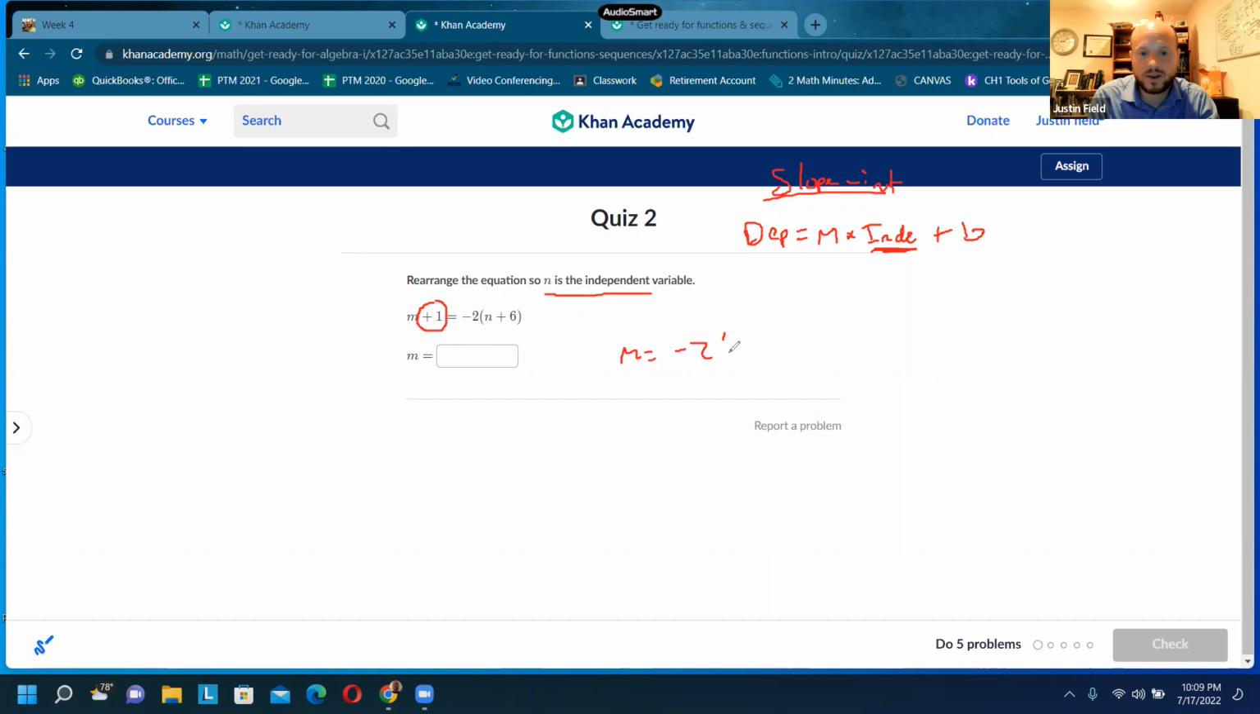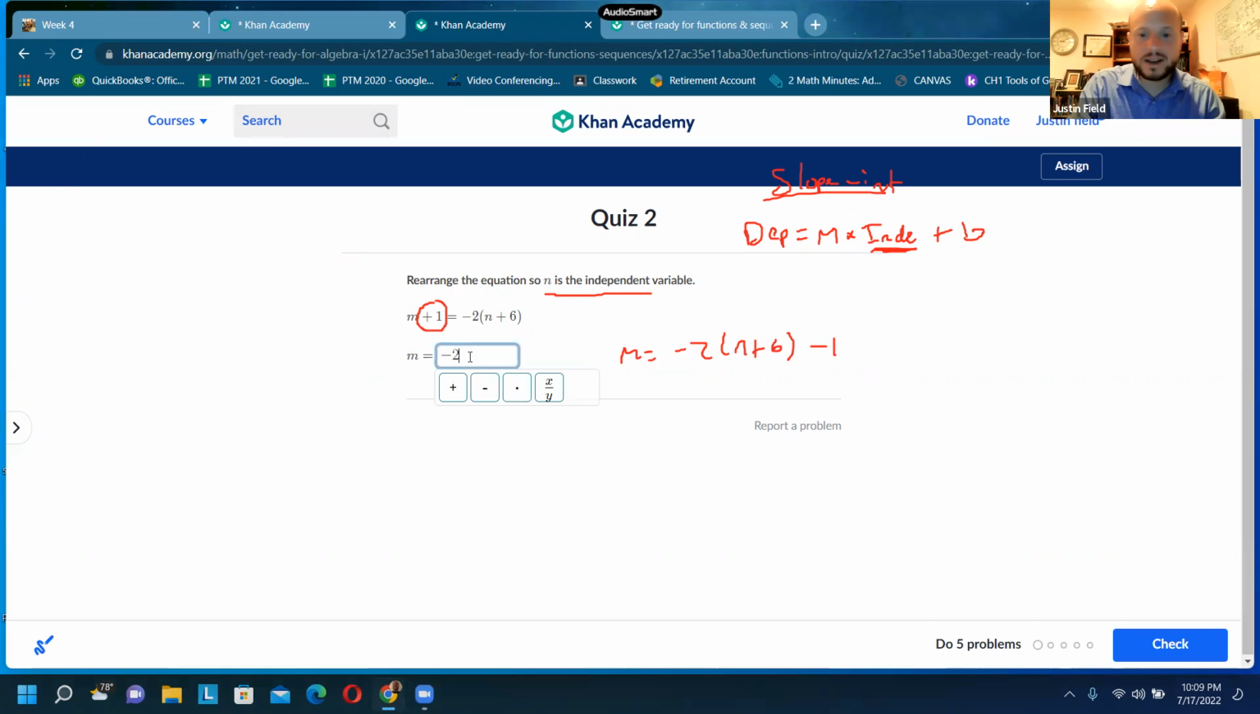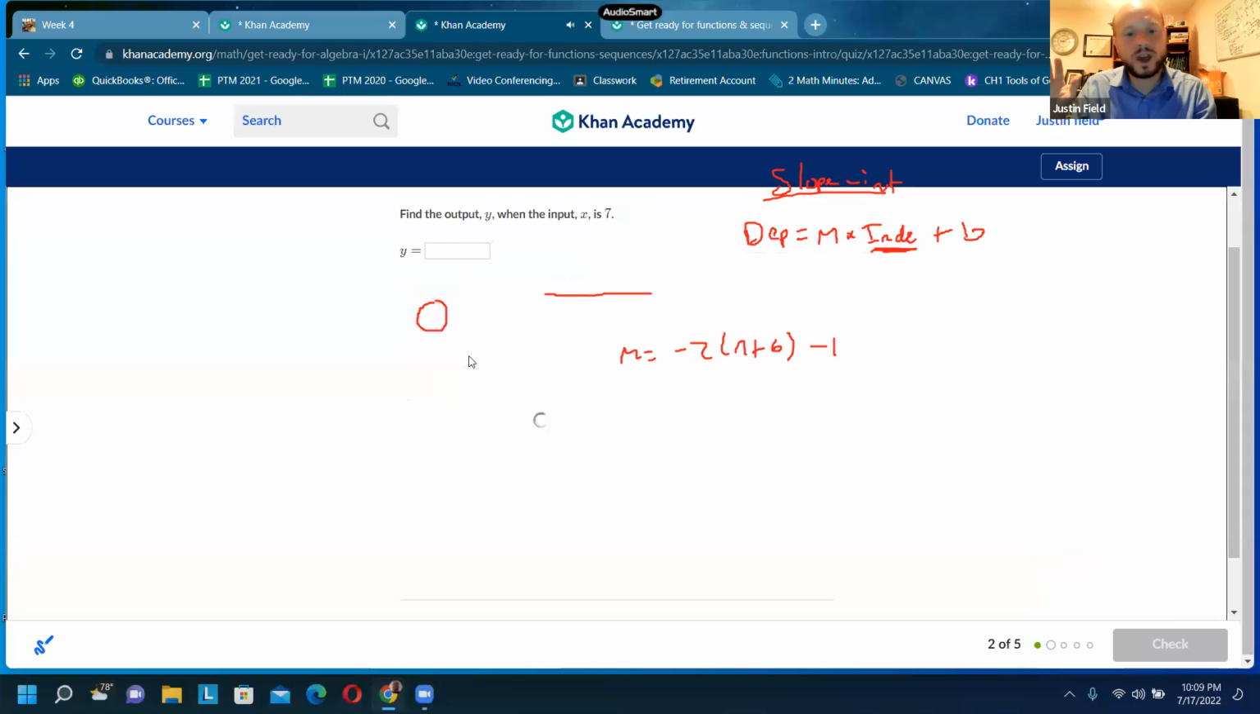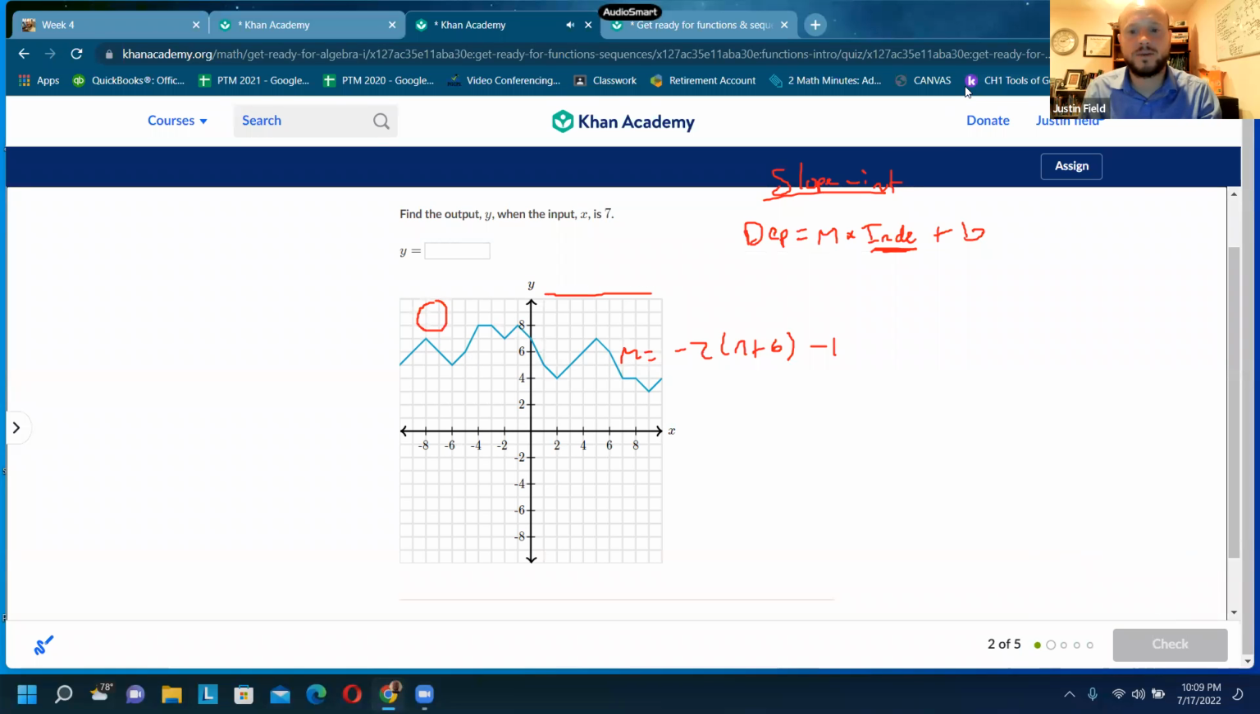I'm just going to write -2n + 6, and then I'm going to put -1, because when it goes over to the other side, it just changes its sign. You may be tempted to distribute, but no need, because as long as m is by itself, we have done what we need to do.